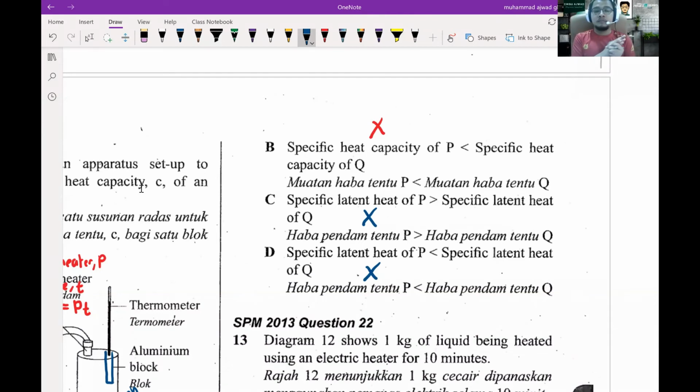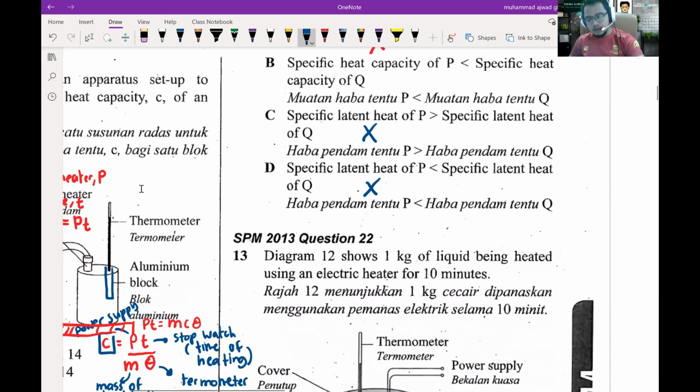Latent heat. Dia latent heat. So, kalau latent heat, kenapa tak boleh pilih latent heat? Because latent heat changing state, not changing temperature. So changing temperature, specific heat capacity.